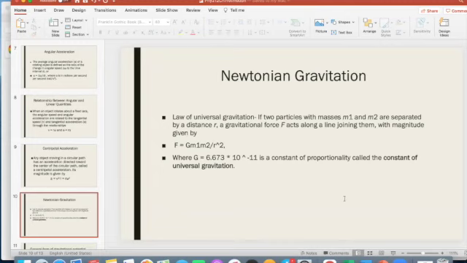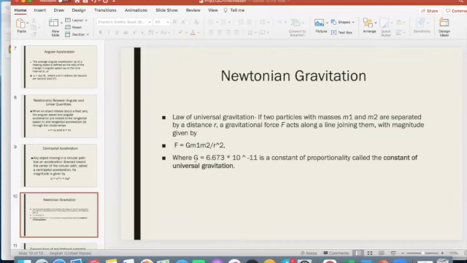All right, so on to Newtonian gravitation. The law of universal gravitation says that if two particles with separate masses, let's say mass 1 and mass 2, are separated by a certain distance, which we call r, then the gravitational force, represented by F, acts along a line joining these two separate particles. Again, force is just a simple push or pull on an object.